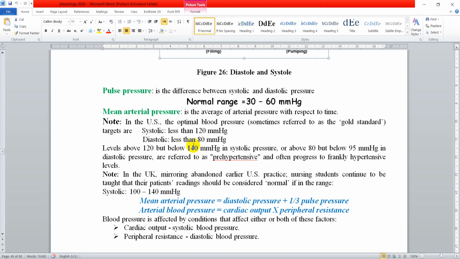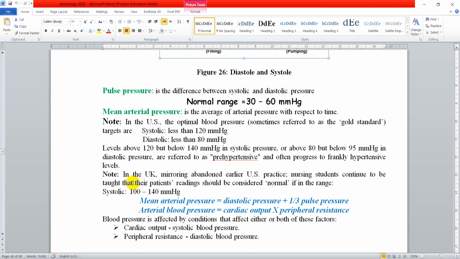طبعا بالنسبة للدايستول أيضا between ال 80 اللي هو الجولد or the standard diastole point but below 95 اللي يعتبر the highest diastole within normal range, the high diastole point. فلما يكون between these two numbers نسميه أيضا pre-hypertensive, بعد ما صار عندنا hypertension. لكن أكو تمهيد إليه, يعني take care of yourself.